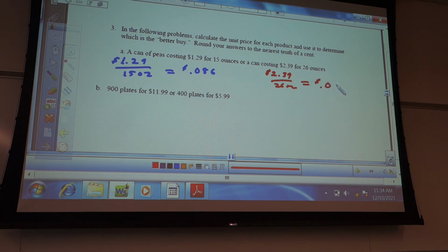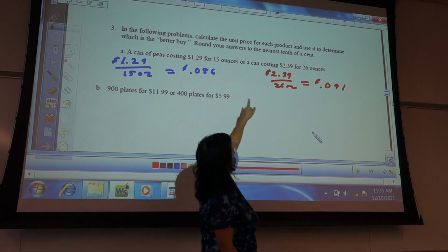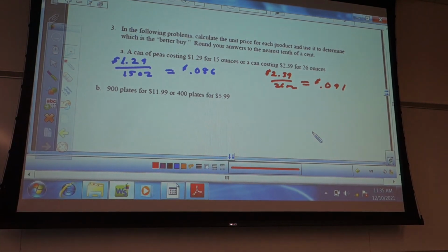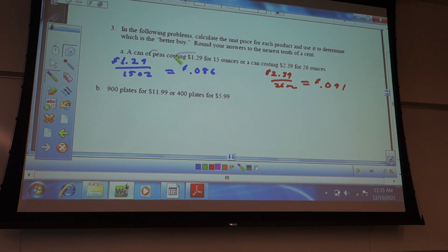0.011, 9-1. 9-1. 91? Great. So you can see that this one is cheaper than that one, right? So which one's a better buy? 129 per 15. Yeah, this one's a better buy. It's funny because you always assume the large one's going to be priced better, and that's not always the case.